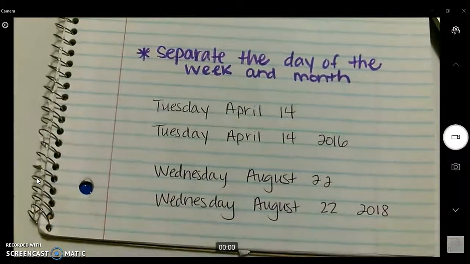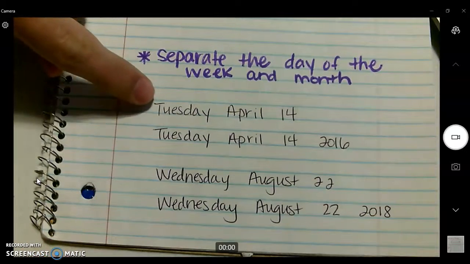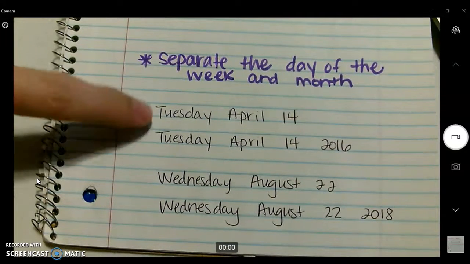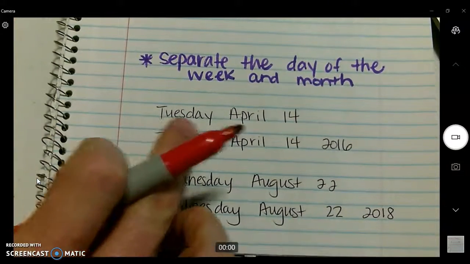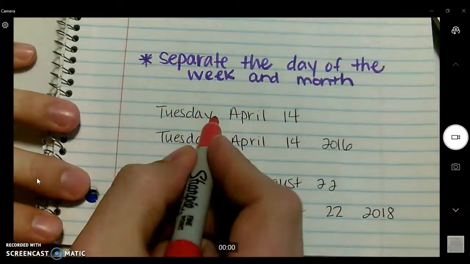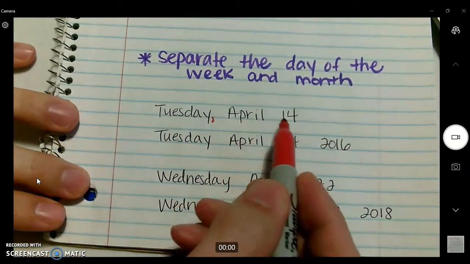Alright, the next one that we'll learn about is we separate the day of the week and the month. Right here, if it says Tuesday, April, that kind of looks like somebody's first and last name because they have capital letters and they're right next to each other. Well, Tuesday, April, I'm not talking about a person. I'm talking about a Tuesday, the day of the week, and it happened on April 14th.